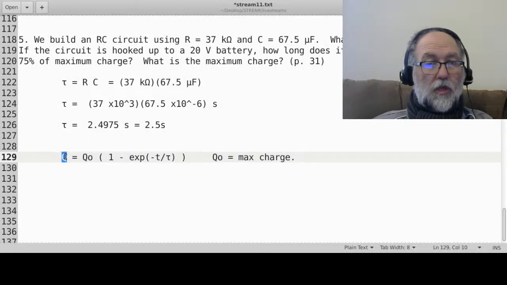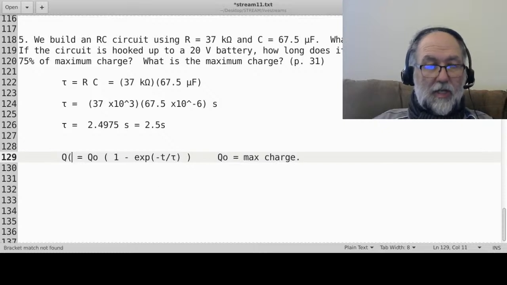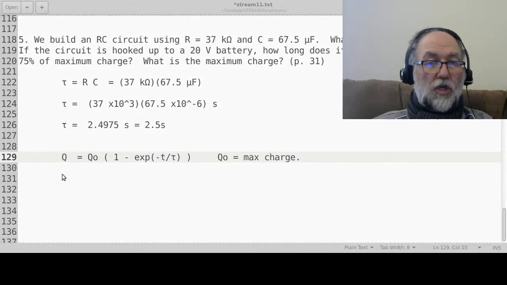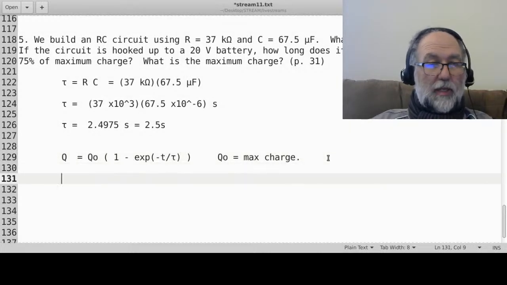Q is how much charge is on it at any given time. This part, that little t that I put there in brackets, just means functional dependence. So Q has a functional dependence on time. Q changes over time. Q at a given time is given by this formula. All right, and let's see if we can plug in the numbers.